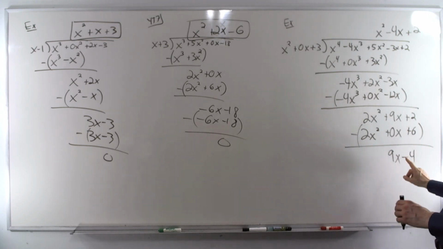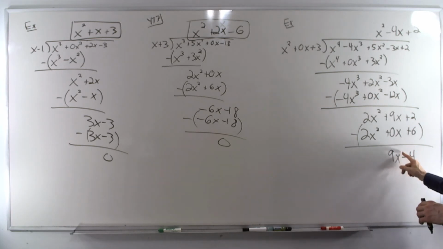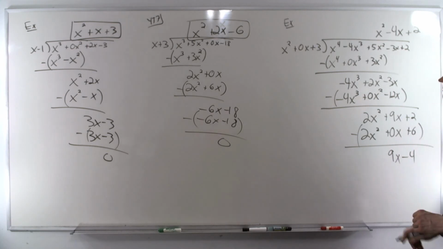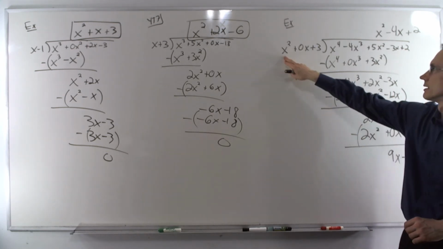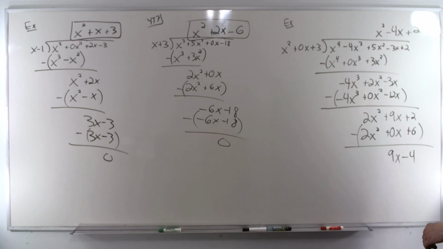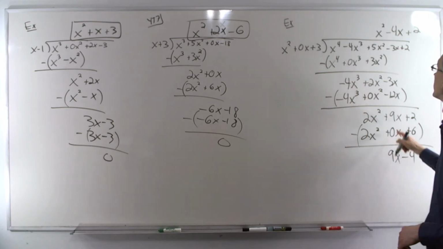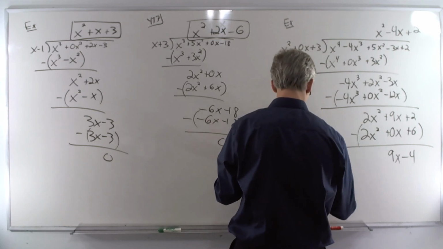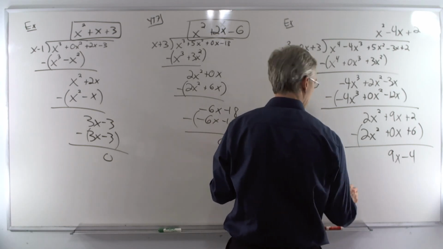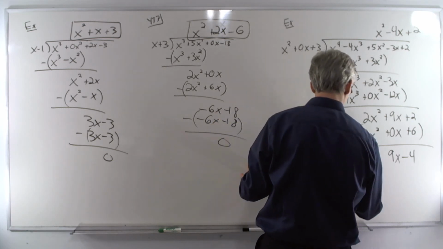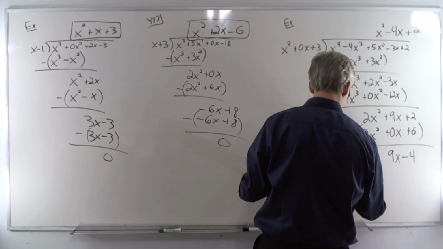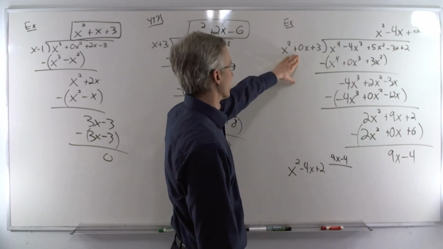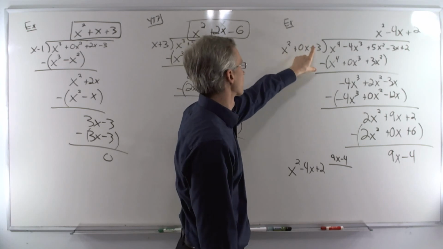All right, now the degree here of 1 is lower than the degree here. So that means we're done. There's no way we can multiply something by x squared to get x. So that's the remainder. So here's our answer, x squared minus 4x plus 2. The remainder, it's okay if it's a binomial, that's still just going to go on top of the fraction. And the bottom of the fraction is this, but we can leave out the placeholder. Just go x squared plus 3.